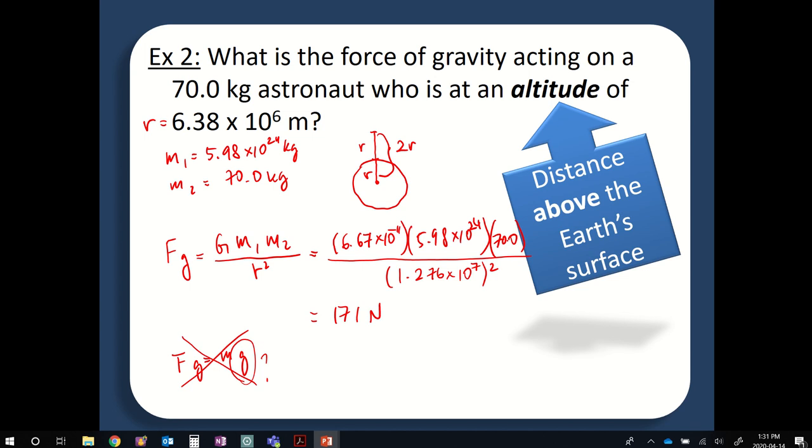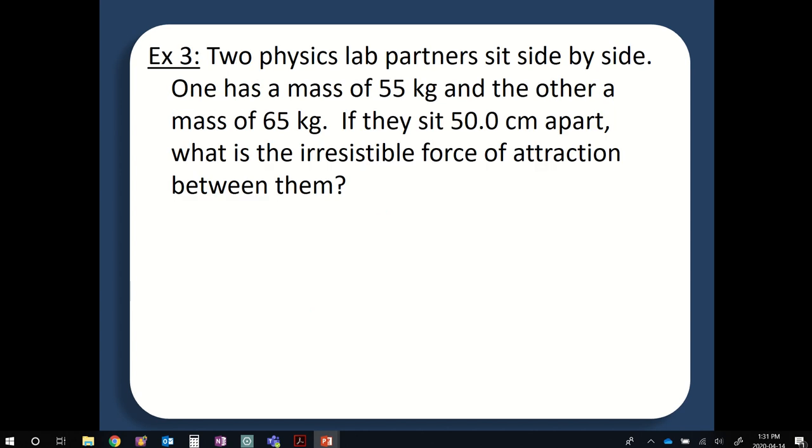Okay, let's take a look at the third example. In this case, we're not talking about the Earth, we're just talking about two people sitting side by side. It says here, one student has a mass of 55 kilograms, the other one has a mass of 65. If they sit half a meter apart, or 50 centimeters, what is the gravitational force of attraction between them? So first, notice we need to convert this to meters. So let's say my M1 is going to be 55, M2 is going to be 65.